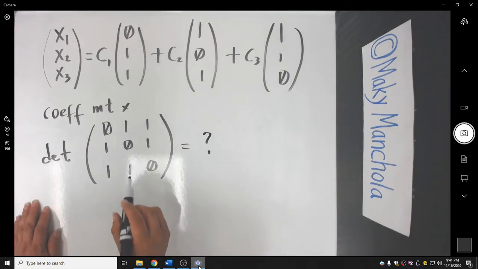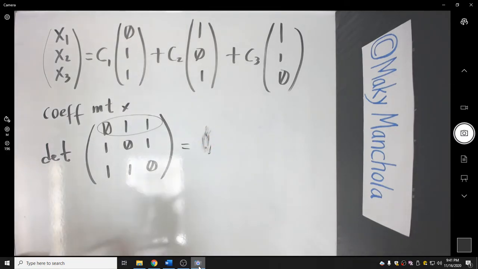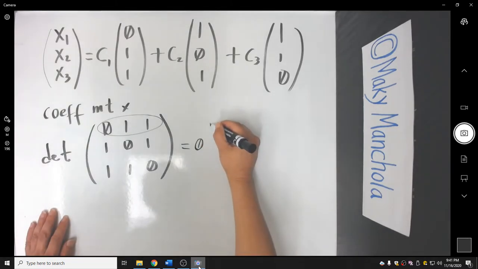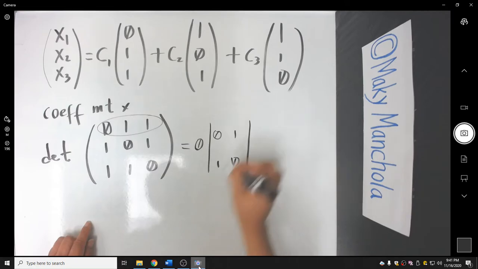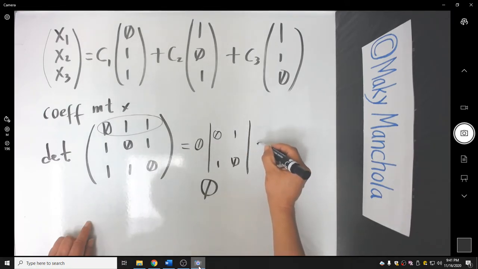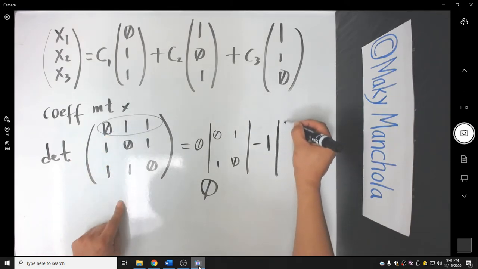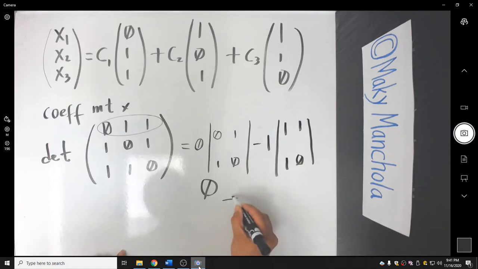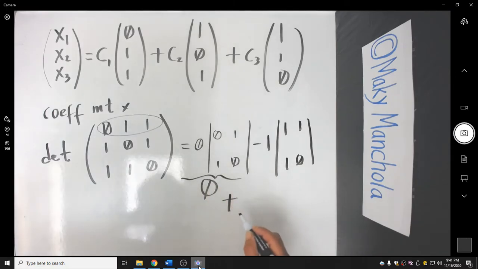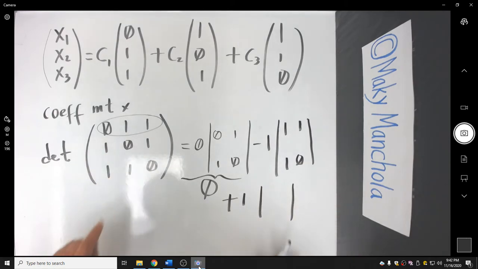Let's do our cofactor expansion along the first row. So we have 0, and then the determinant of 0, 1, 1, 0. This is of course 0, so we don't need to bother with that. Then minus 1, the determinant of the minor 1, 1, 1, 0, plus 1 times the determinant of the minor 1, 1, 0, 1.